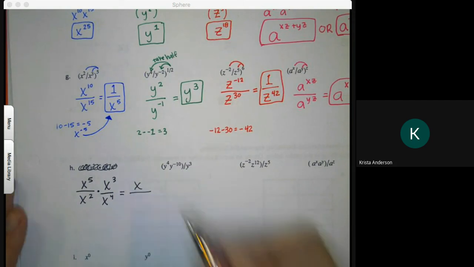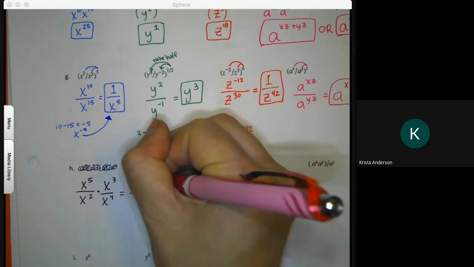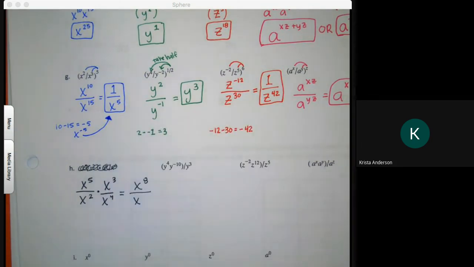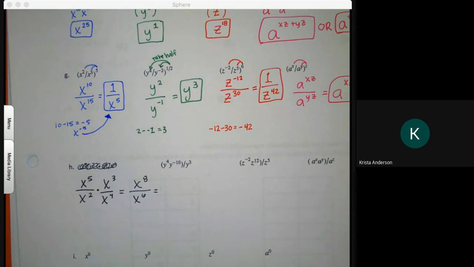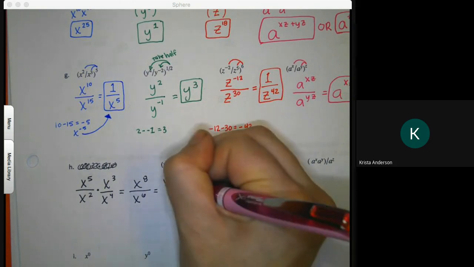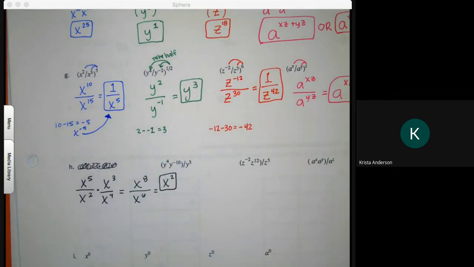How many x's total are on top? 8. How many x's are on the bottom? 6. Which means, where would the x's be left over once I cross off? 2 on top or bottom? Because there's more on top. So I would have x squared on top, and it would not be a fraction. It would only be a fraction if it had been bigger on the bottom.